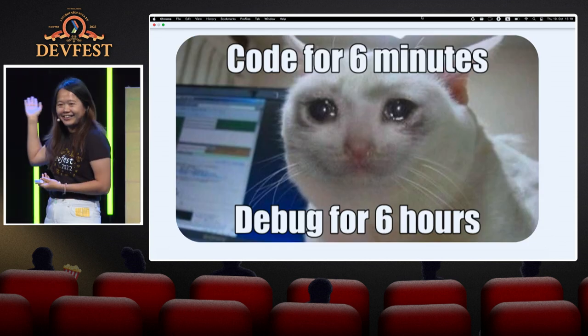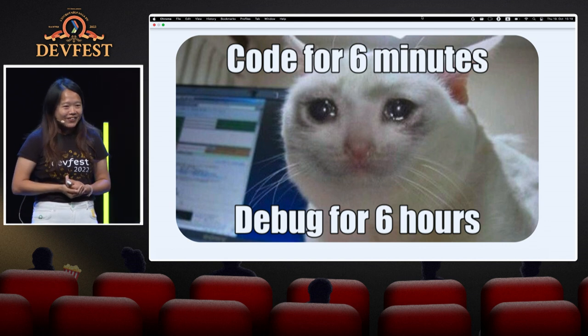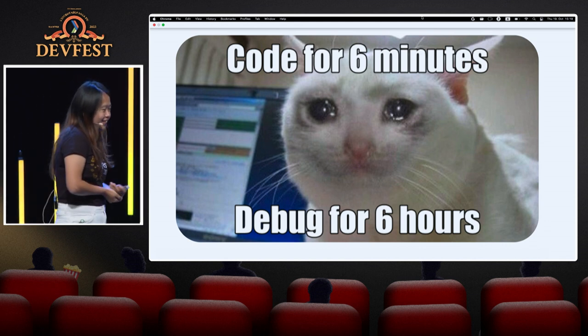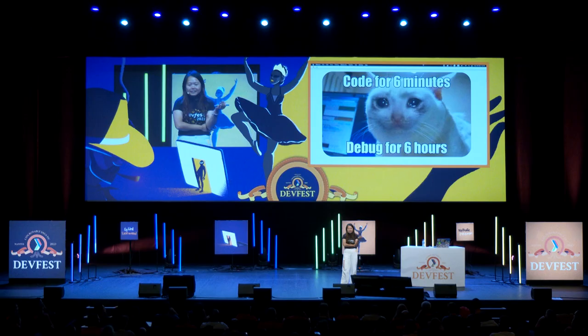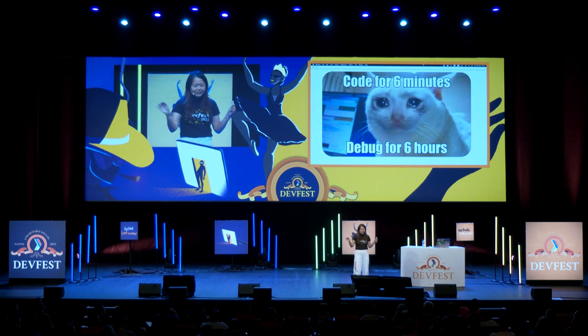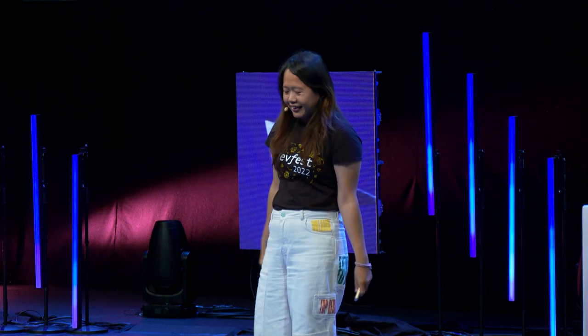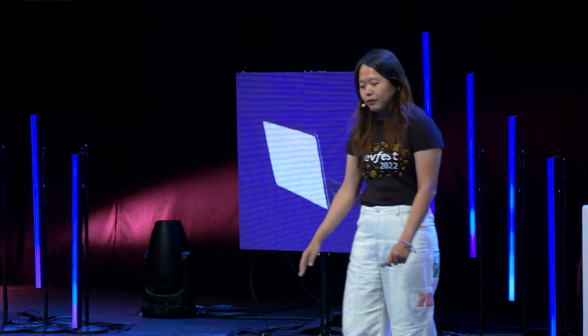This is us every day. We code for 6 minutes, and then we sit there and debug for 6 hours or longer. Sometimes it's just one little typo in the code, and then we are screwed for the whole day. So debugging is definitely important.